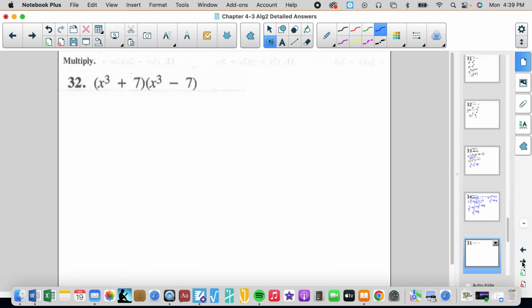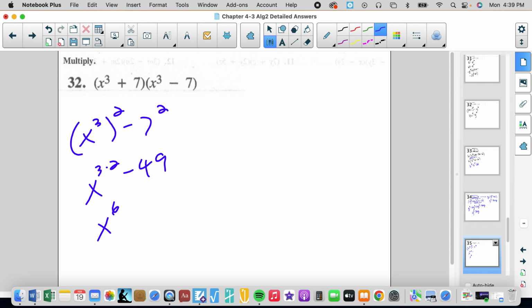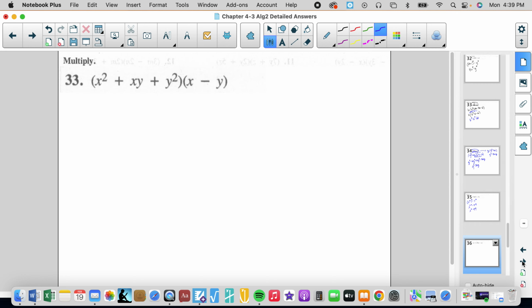These are still conjugates. X to the third squared minus 7 squared. Power of a power is 3 times 2, so x to the 6th minus 49. Recognizing, oh, okay, this is an interesting one.